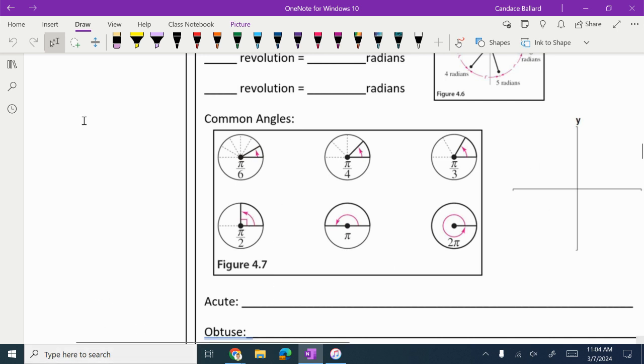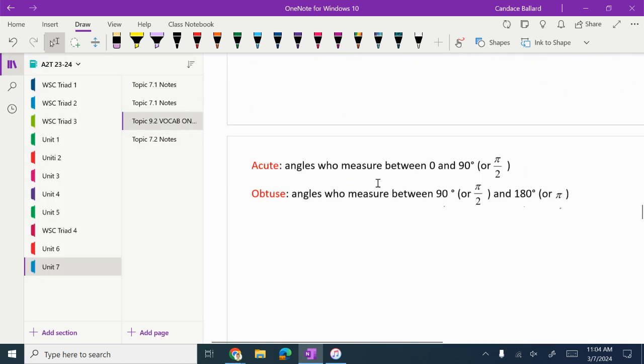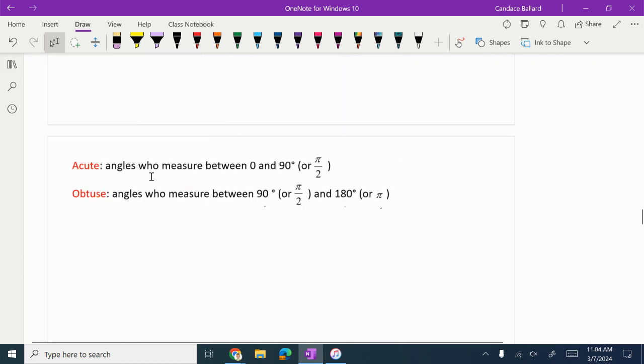So let's look at acute and obtuse. Okay. So acute, hopefully you know what acute and obtuse are. Those are not new concepts. So an acute angle is between 0 and 90, or 0 and pi over 2. And obtuse is between 90 and 180, or pi over 2 and pi.